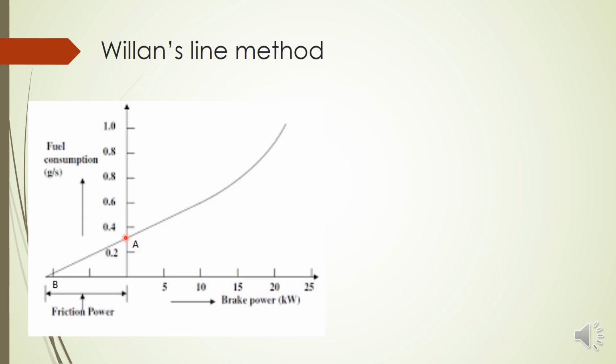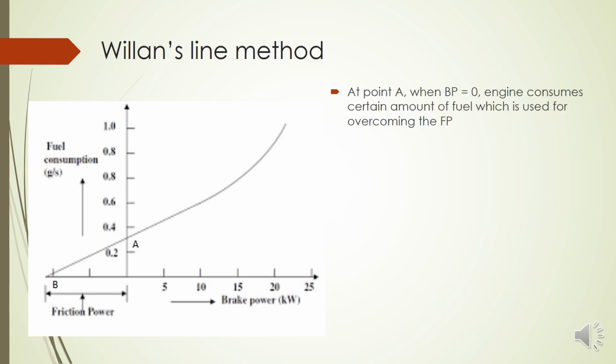So that means if you further extend this line to the negative x-axis, at point B, where the fuel consumption is 0, a negative power we are obtaining. So that will obviously be frictional power. So that is the concept of Willan's line method. At point B, when the fuel consumption is 0, this negative power will be frictional power.